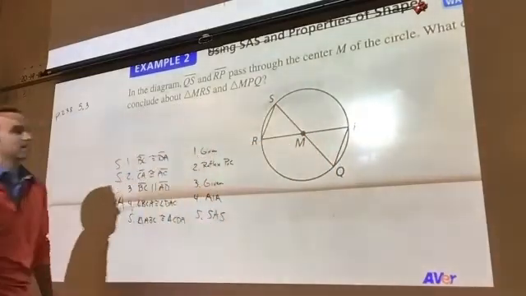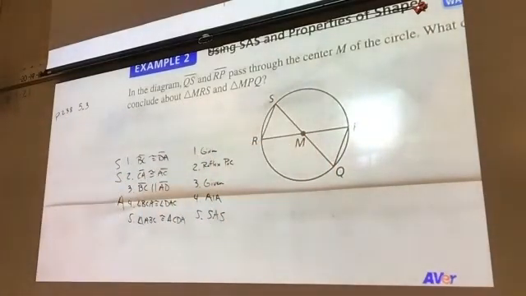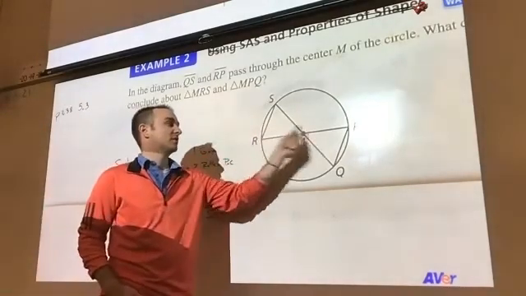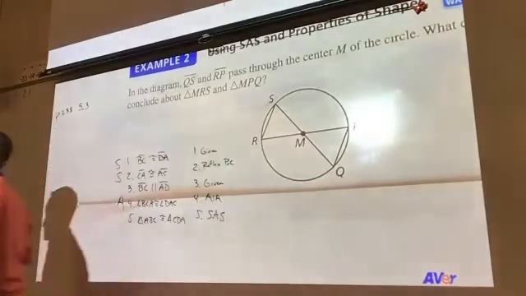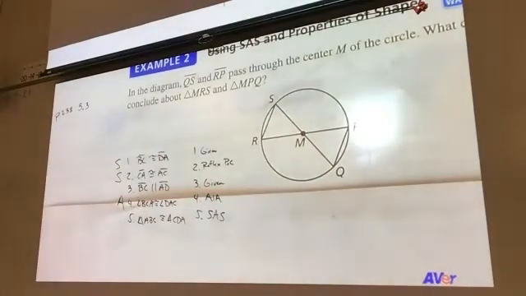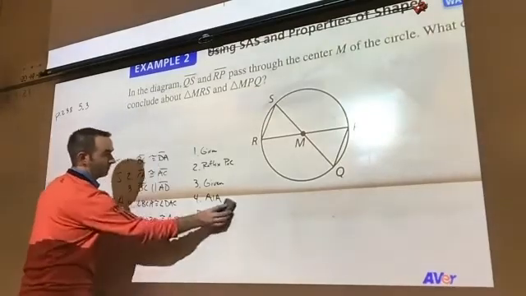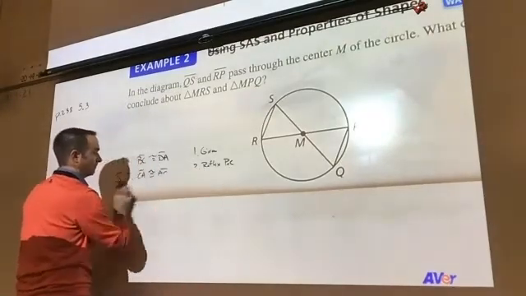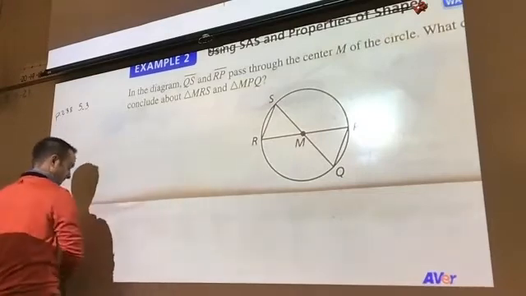So I want you to talk to somebody. Do we have enough information here to prove that these two triangles are congruent? Do we have enough information for the triangles to be congruent? Talk to someone. No.